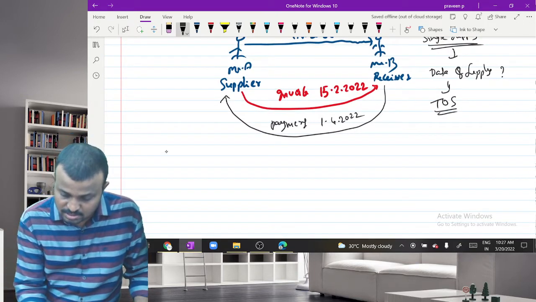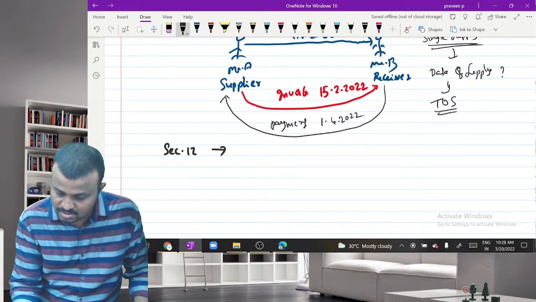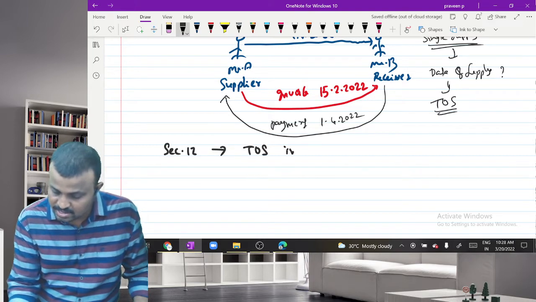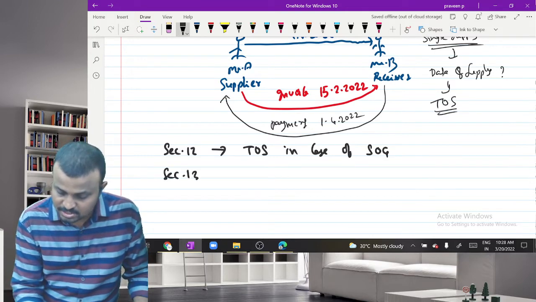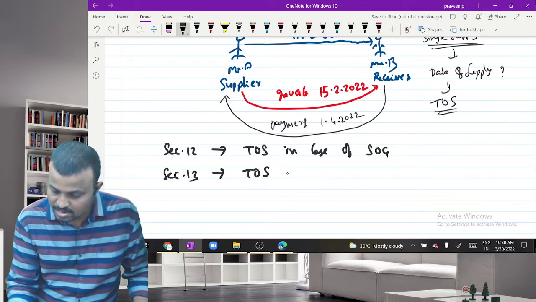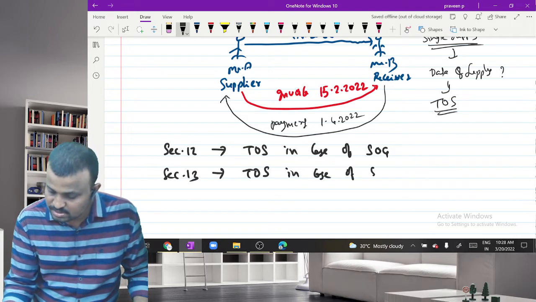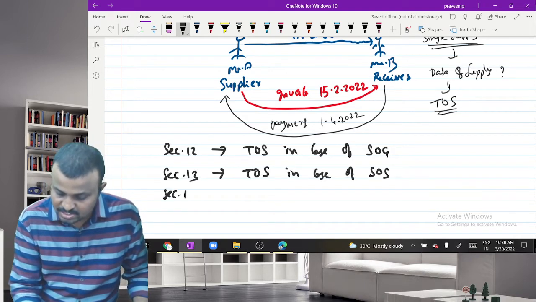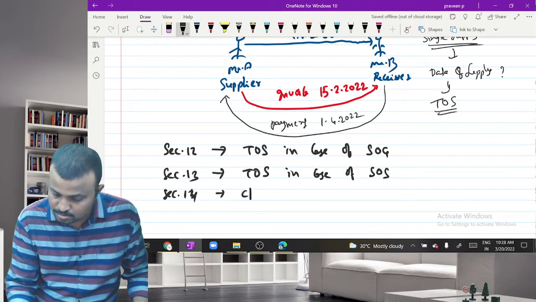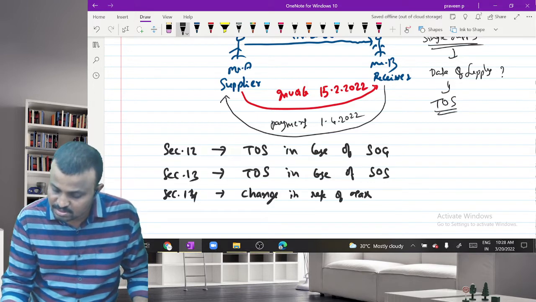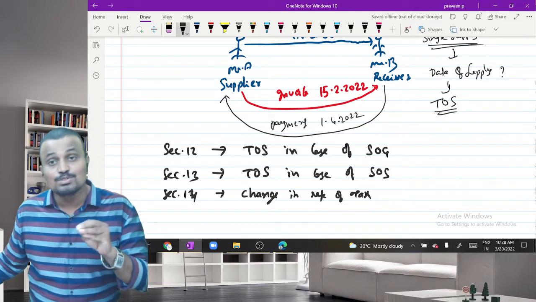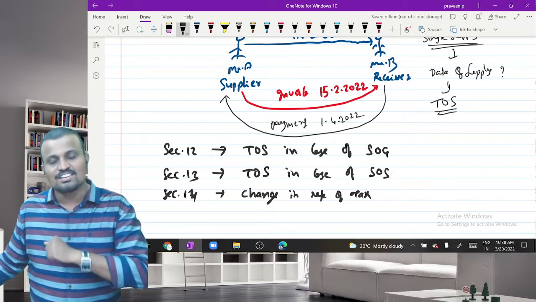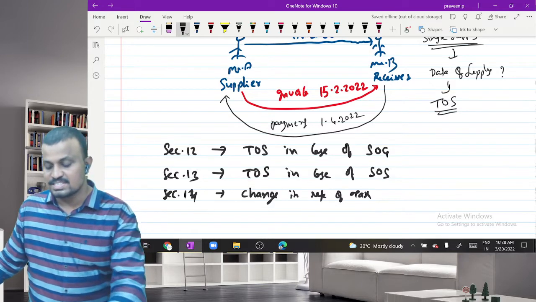Section 12 is relating to time of supply in case of supply of goods, and section 13 is relating to time of supply in case of supply of services, and section 14 is relating to the situations of change in rate of tax. Then what is the time of supply, and which rate is applied, the old rate or the new rate? So we are going to discuss these sections.